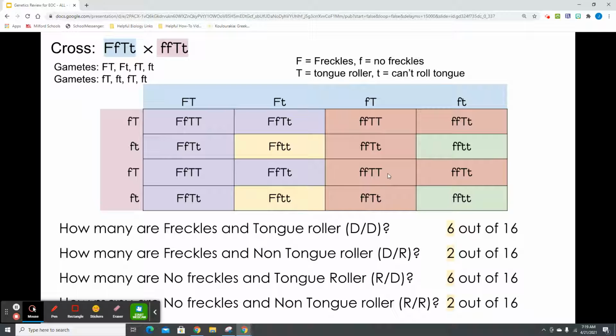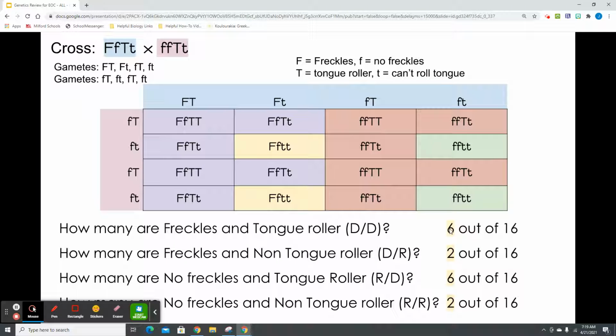And so it's good to be able to tell me which ones are dominant for both, like this individual, which ones are dominant for the first trait and recessive for the second trait, like this individual. So dominant, recessive. Which ones are recessive and then dominant, like this individual. And lastly, which ones are recessive for both traits. And so if you notice, I color coded these.